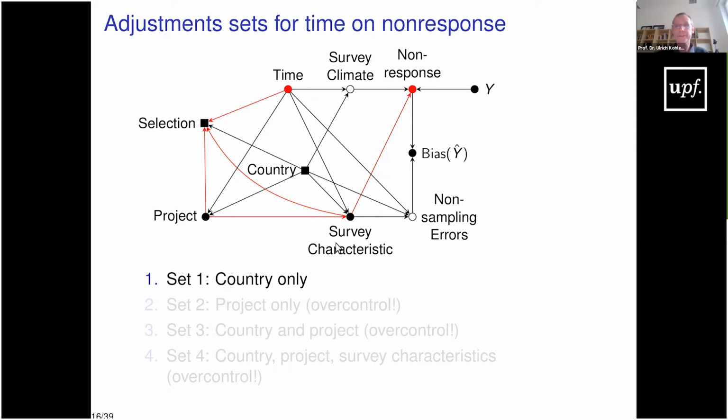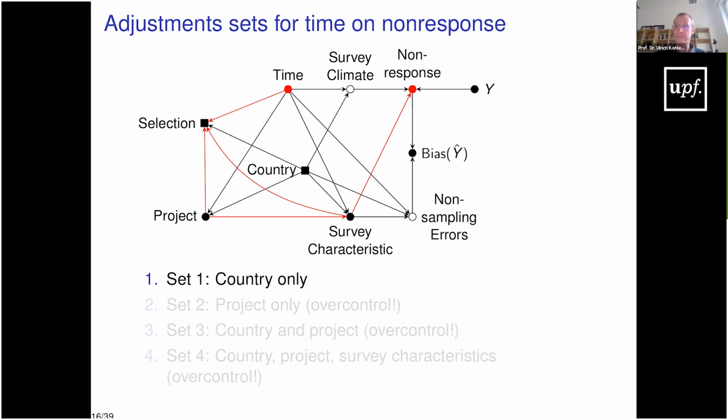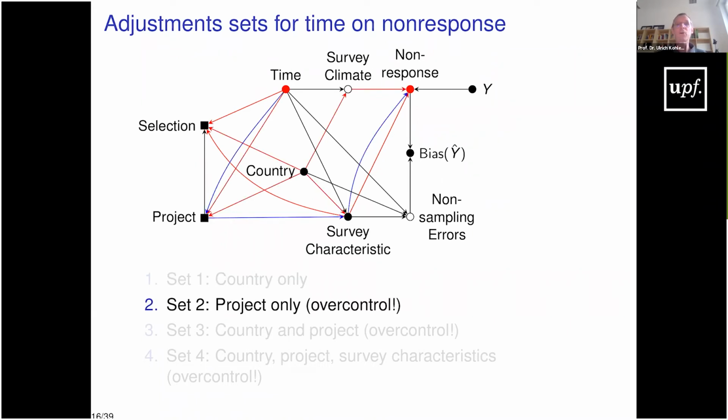So what we propose is, for example, we could control for country. If we control for country, lots of these biasing paths disappear, but still there are some biasing paths, for example, from time to selection to survey characteristic to non-response, and from time to selection to project to survey characteristic to non-response. So that will perhaps make the problem a bit lower, but still we have biasing paths. We cannot identify the causal effect. We might want to use project as a control variable, but then this would be a very bad adjustment set, because we only get rid of this biasing path here, but we have a lot of other biasing paths.